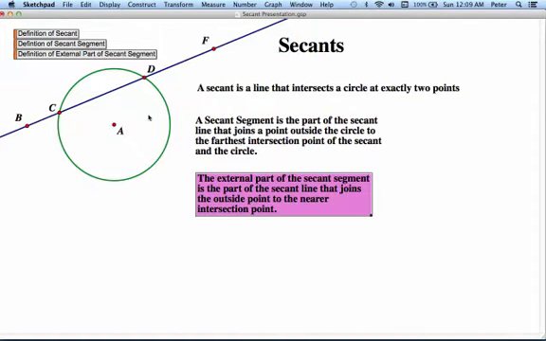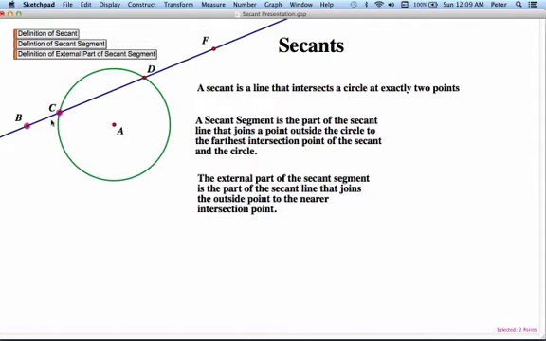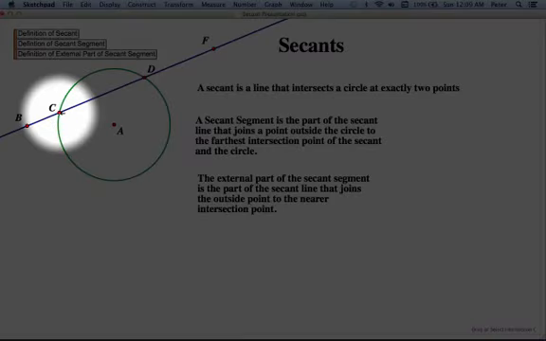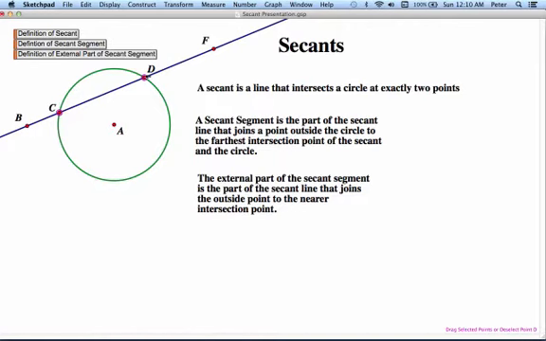The external part of a secant segment is the part that joins a point outside the circle to the first intersection of a circle. So FD would be an external part of a secant segment. BC would also be an external part of a secant segment. What's the internal part of a secant segment? What would we call CD? Well, hopefully you remember that CD is just a chord.